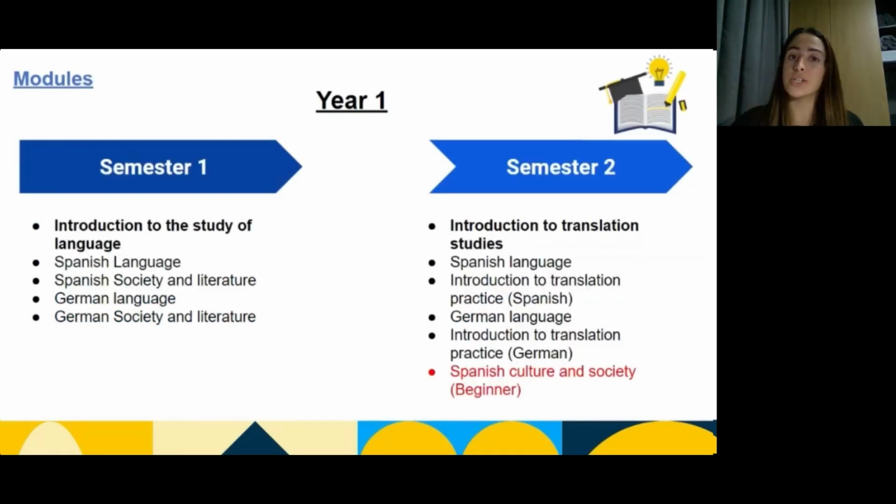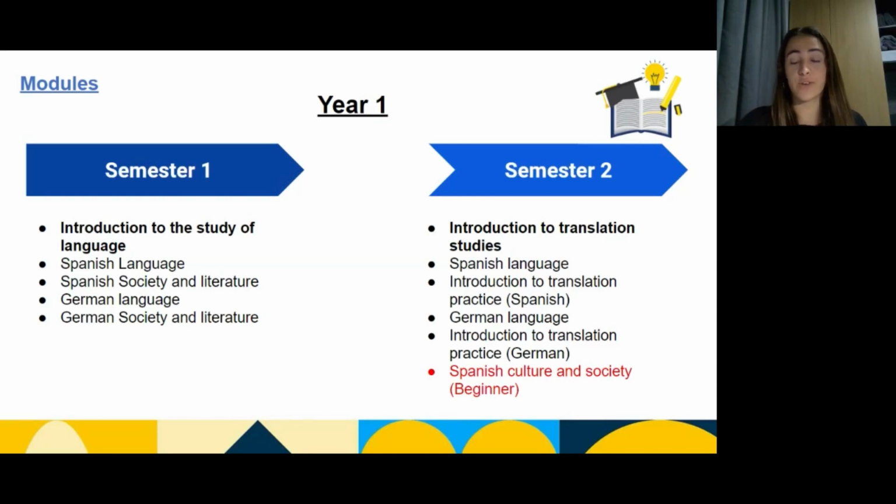Now we'll be talking about modules. I chose pathway 1, which is both languages at intermediate. So I chose Spanish at intermediate and German at intermediate, and here are my examples. In first year, in semester 1, the core module, which everyone has to do, is Introduction to the Study of Language. Then, as I chose Spanish intermediate, I had Spanish language and Spanish society and literature, and German language and German society and literature. If you chose Japanese, you have Japanese language and Japanese society and literature. This will depend on the language you choose.